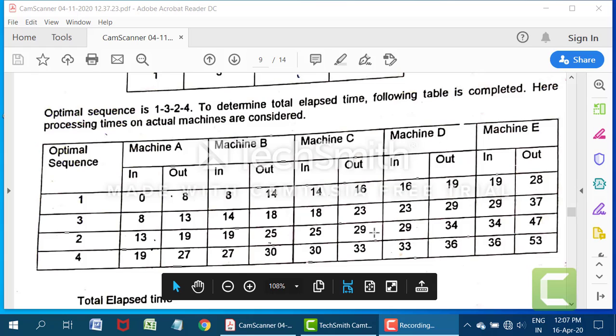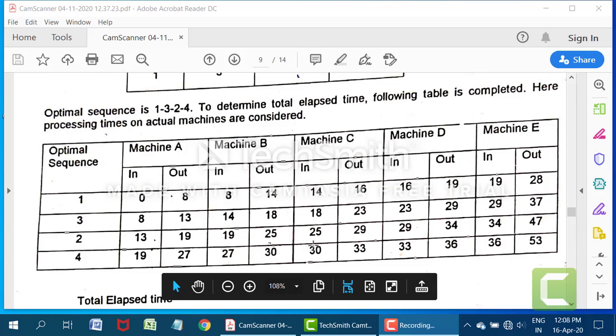The machine has to wait for some time because the job was busy in the previous machine up to clock time 30. So at clock time 30 it can be loaded. Plus 3 minutes for job 4 on machine C. So 33. Like that, machine C computations must be done. Then machine D computations. Then machine E computations. So the total time taken for completion of all the jobs is 53 minutes.